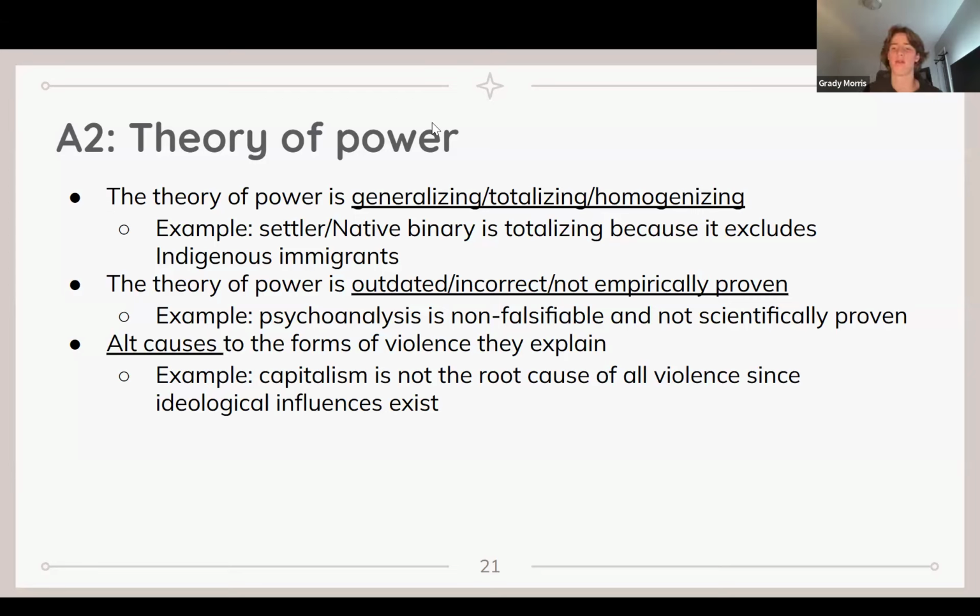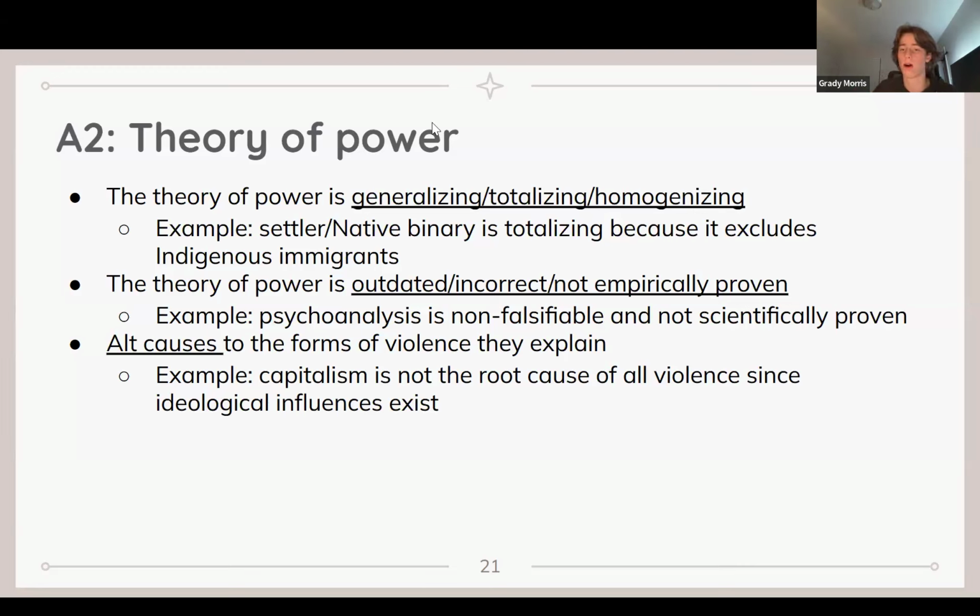Then it could say that the theory of power is outdated, incorrect, or not empirically proven. An example of this is that psychoanalysis is non-falsifiable. It has not been proven in clinical trials. It is not researched in things like laboratories or proper testing zones, which means that it is not scientifically proven.